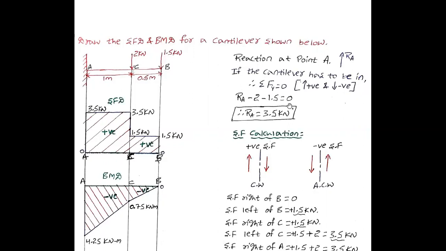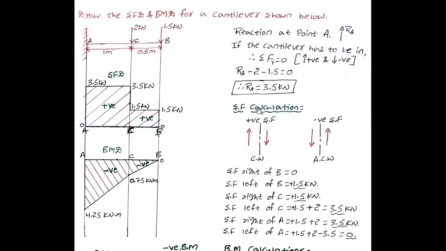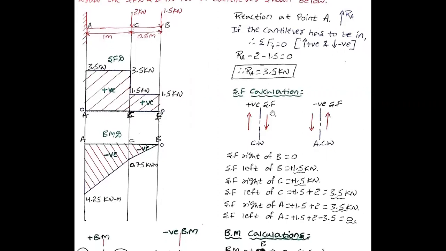Take this term to the right hand side. Therefore, reaction at point A is 3.5. As I told you, the applied load on the cantilever is 3.5 kilonewton and the reaction from the structure is 3.5 kilonewton. Means the structure is in equilibrium. Now, I need to calculate the shear force.